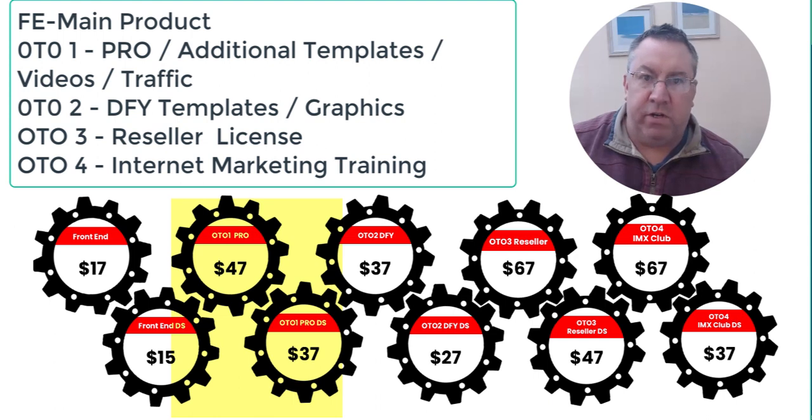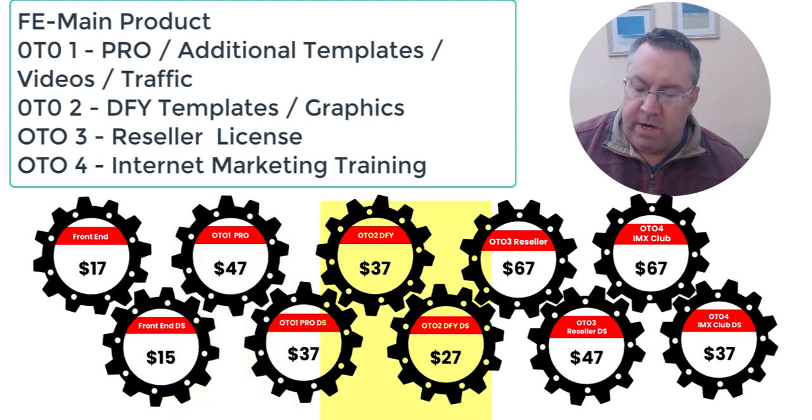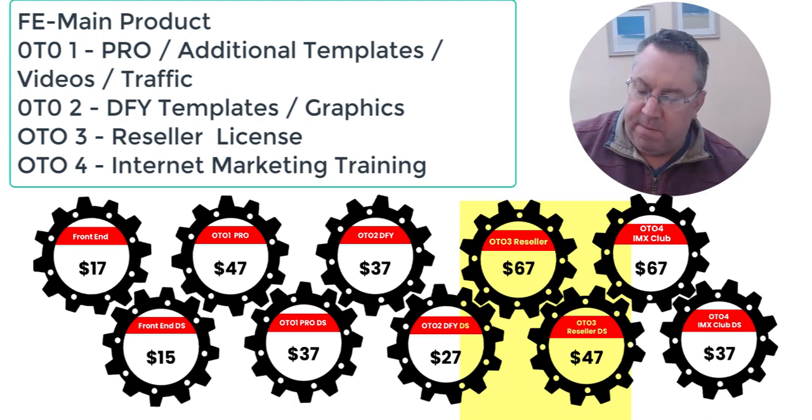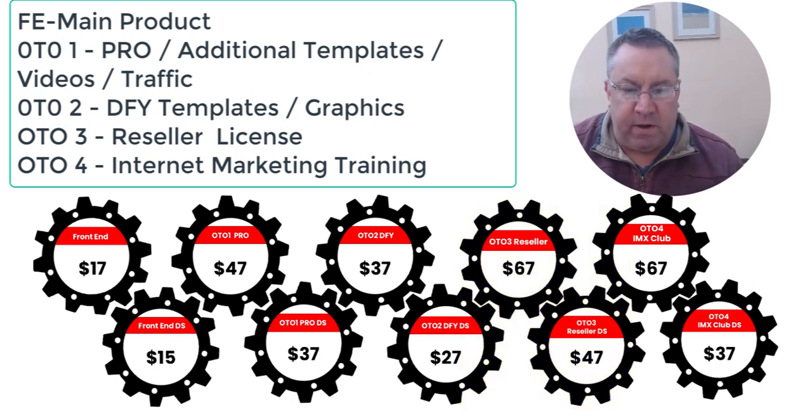It's more additional done for you videos, the saying, and push button traffic. Downsell on that to $37. OTO 2 is a done for you templates and graphics, from $37 down to $27. OTO 3 is the reseller license, so it allows you to resell this product. That goes from $67 down to $47. And OTO 4 is an internet marketing course, which starts at $67 and then goes down to $37.